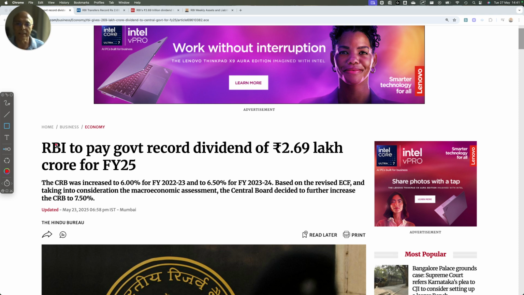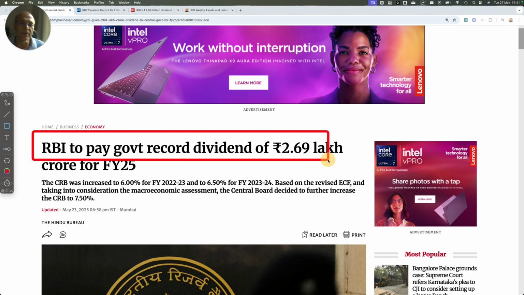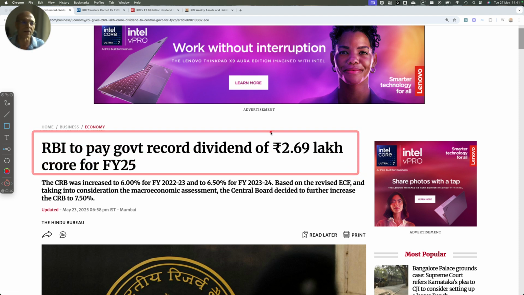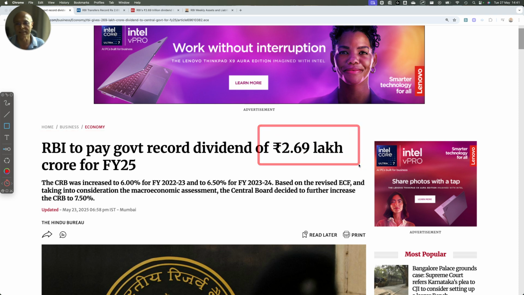This topic is RBI paying dividend to the government, which is recorded up to the tune of 2.69 lakh crores. Now, friends, everybody will be happy by this number, and nobody is going to dig below to see what is going on and how this dividend is paid.